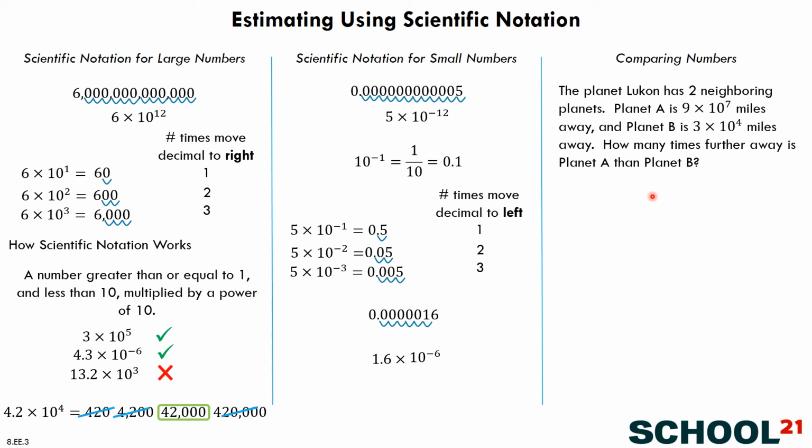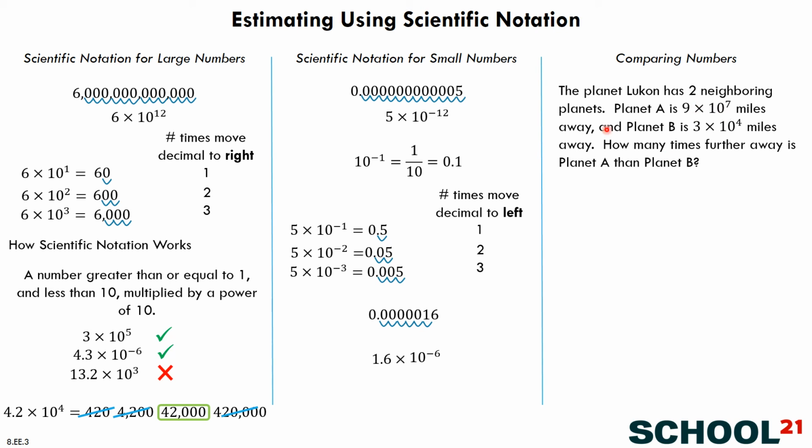Okay, so word problems, they're always a little bit hard to dissect. So first of all, let's ask ourselves, are we dealing with really big numbers or really small numbers? Really big numbers. And how do you know that? There's a couple ways you could know that from this problem. Because the exponent on 10 is a positive number.